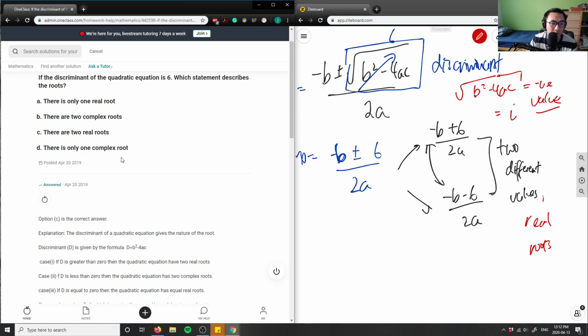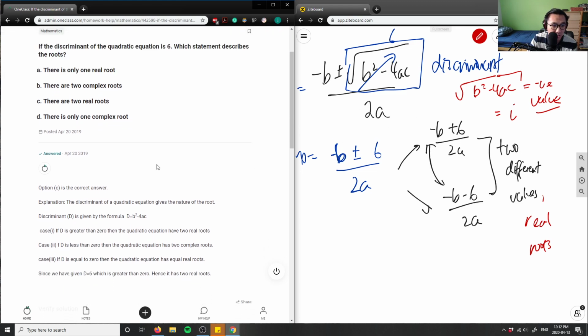So this actually matches what they said here. The explanation is that the discriminant of the quadratic gives us the nature of the roots. B squared minus 4ac, that's correct here. If d is greater than 0, the quadratic has two real roots. That's what we had here. If it's less than 0, a negative number, it has two complex roots. If it's equal to 0, then it has equal roots, meaning both of my x-intercepts are the same. If d equals 6, greater than 0, hence it has two real roots.